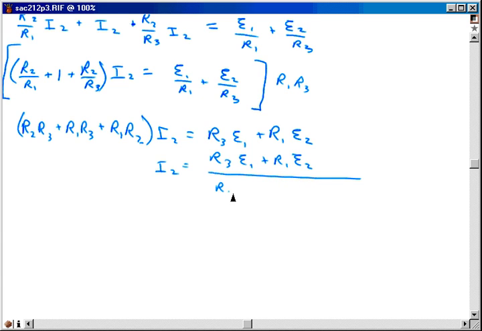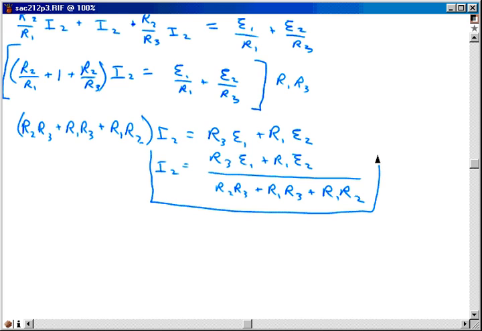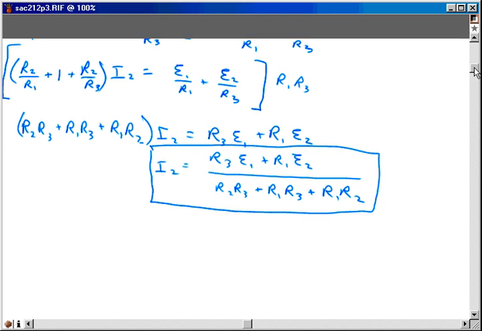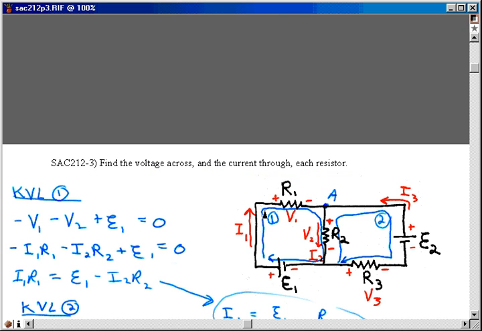All divided by R2, R3, plus R1, R3, plus R1, R2. And that's one of the answers. That's the current through resistor R2 in the direction that I've indicated it as going, that is left to right.